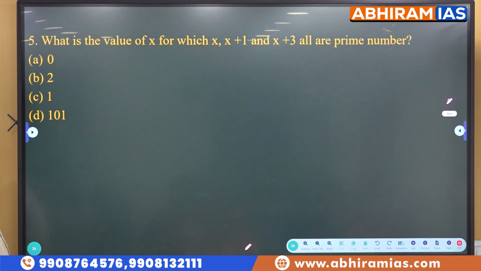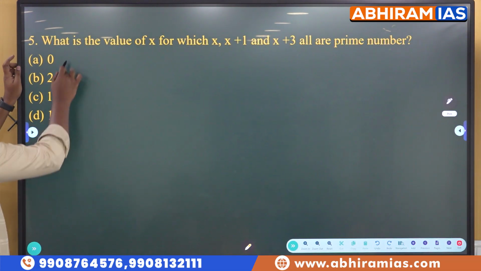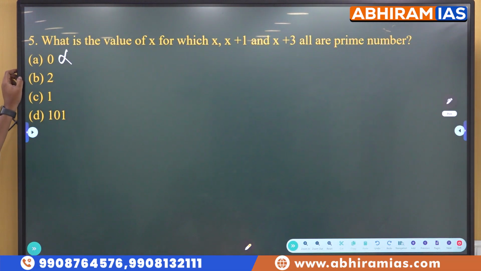Now see the first one, 0. Is 0 a prime number? No. There itself it gets disqualified. Next, 2, plus 1 is 3, plus 3 is 5. All the 3 are prime numbers, right?